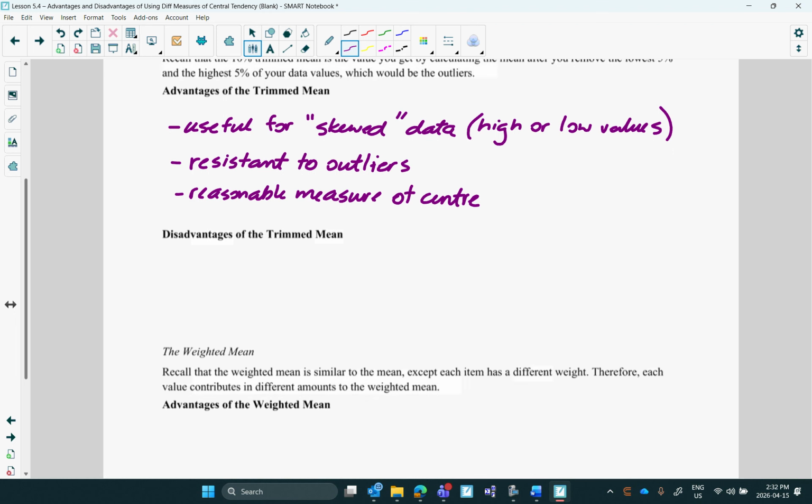Can you see where the trimmed mean wouldn't be good? If there's a lot of values. Almost. What kind of values? If there's a lot of outliers, because we may not be able to trim all of them away. Remember we said trim 5% above, trim 5% below? Well, if there's a lot above and below, we're not going to get rid of some, and it's no longer going to be resistant. So not great if there are a lot of outliers.